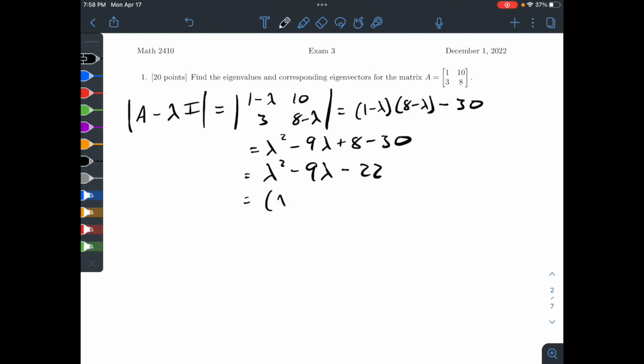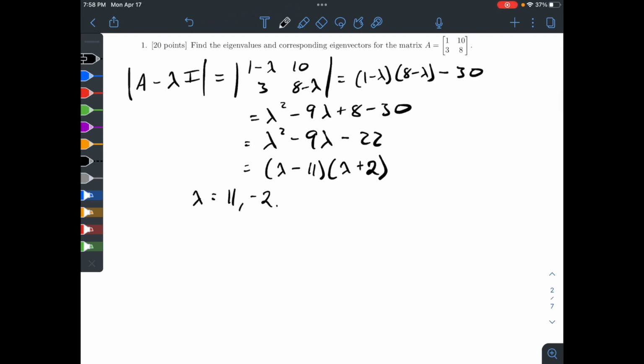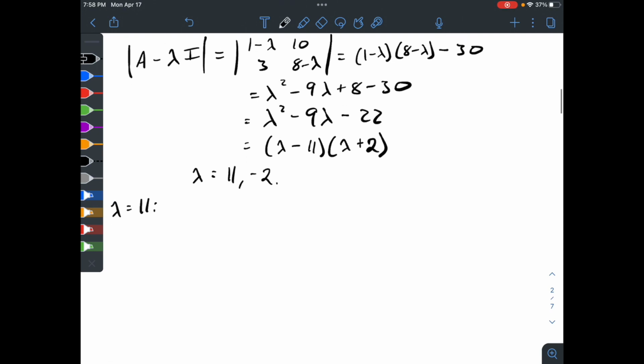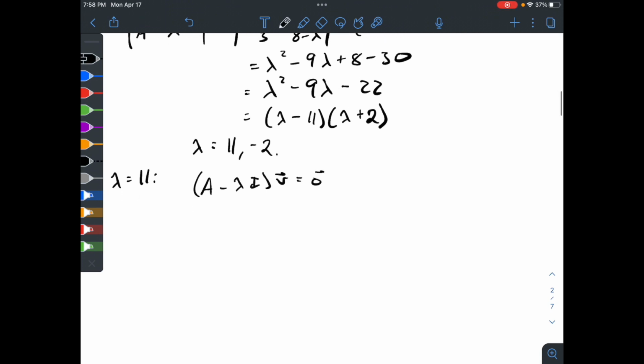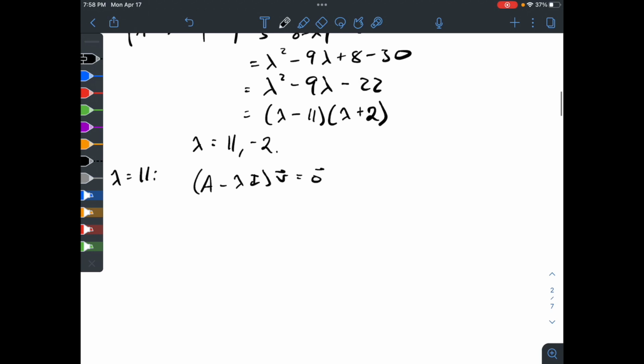So this then factors as lambda minus 11 times lambda plus 2, which tells us that our roots, our eigenvalues, are 11 and negative 2. So then we move on by, for each eigenvalue, we find the solutions to A minus lambda I times v equals the 0 vector. And sort of the shortcut way of writing this out, just because this is homogeneous, everything is equal to 0, we can just kind of row reduce A minus lambda I.